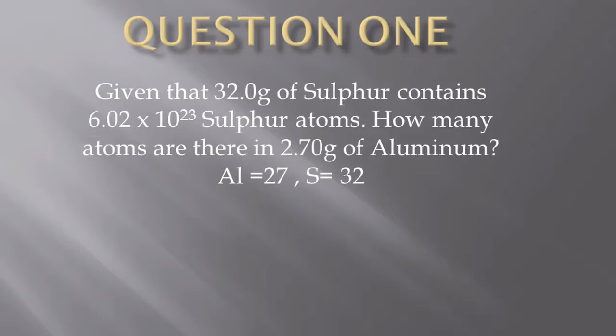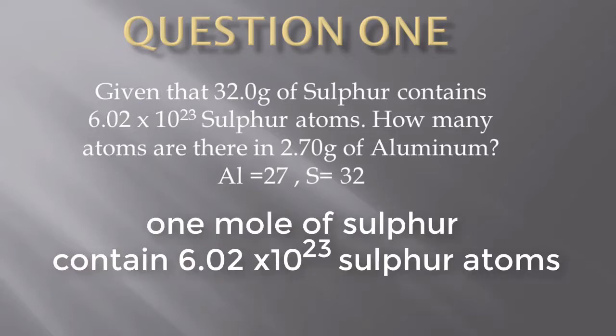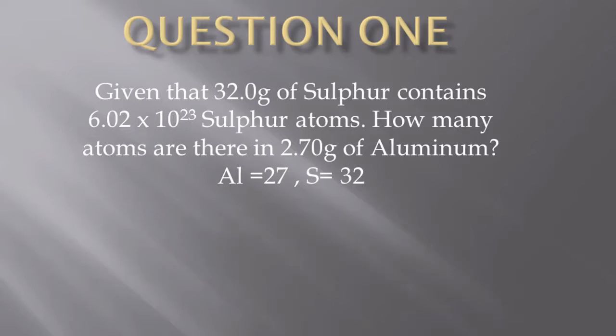Now, the idea to extract from this information is that this 32 gram is 1 mole of sulfur. Okay, so 1 mole of sulfur contains 6.02 times 10 raised to power 23 sulfur atoms. Now, the question says, how many atoms are there in 2.70 gram of aluminium?